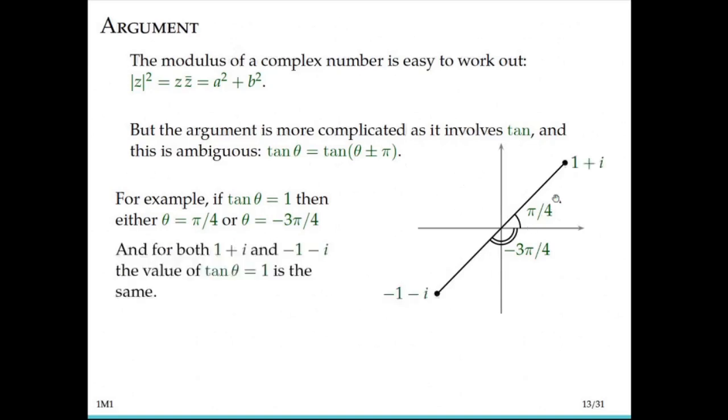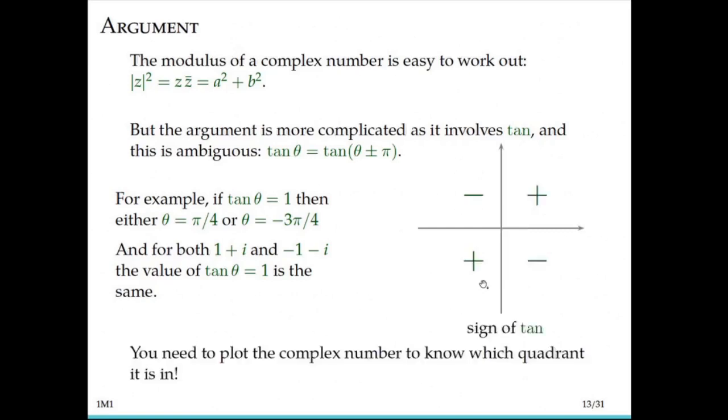So for example, we have the two complex numbers, 1 plus i and negative 1 minus i. The argument for 1 plus i would be pi over 4. The argument for negative 1 minus i would be negative 3 pi over 4. But if you took the tangent of the imaginary part divided by the real part, the tangent would be the same in both cases. 1 divided by 1, the tangent of pi over 4, is the same as negative 1 divided by negative 1, the tangent of negative 3 pi over 4. And so you need to consider which quadrant the complex number is in order to determine the argument.